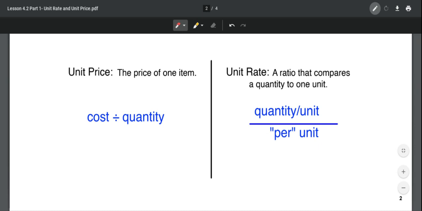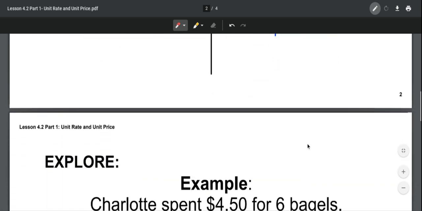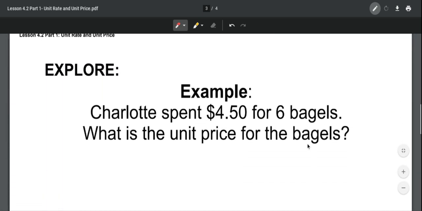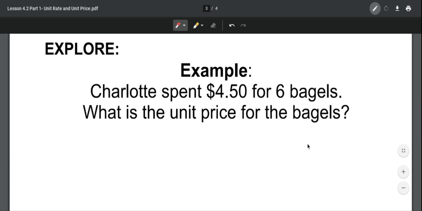Let's take a look at some examples. In the first example, Charlotte spent $4.50 for 6 bagels. What is the unit price for the bagels?